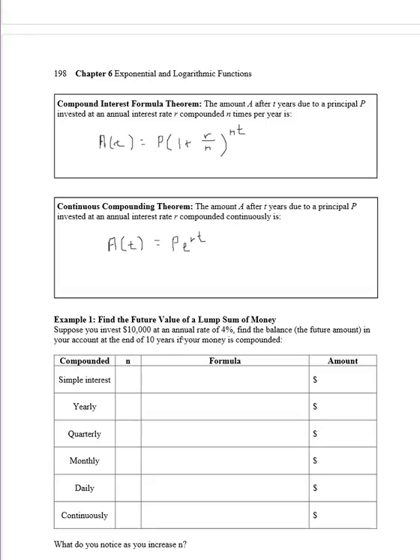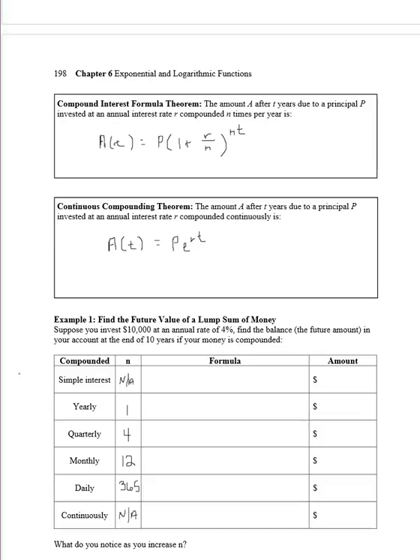So, how does this work in reality? Okay, well, for simple interest, there is no N. And for continuous interest, there is no N. So we're going to put not applicable there. For yearly, we compound it once a year. Quarterly means compounded 4 times per year. Monthly, of course, there are 12 months in a year, so it's compounded 12 times. And daily would be 365 times per year.